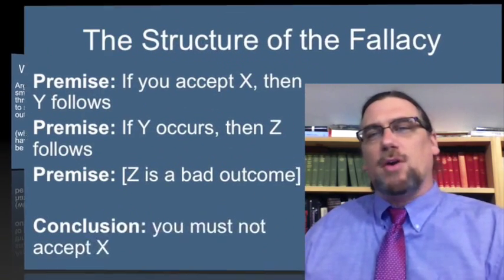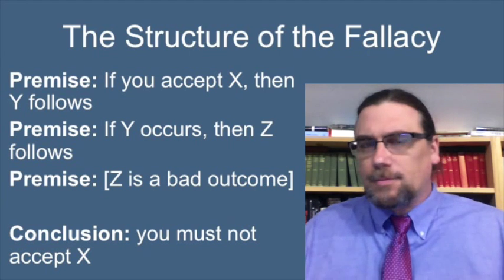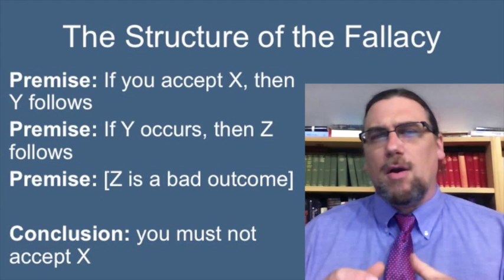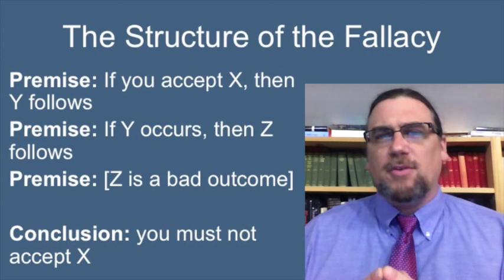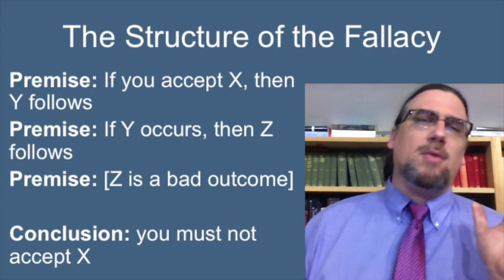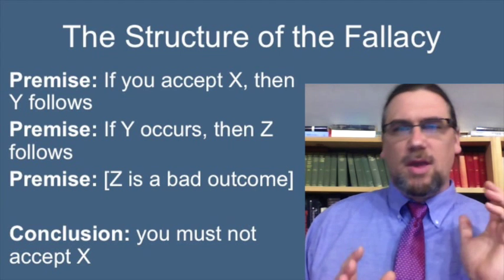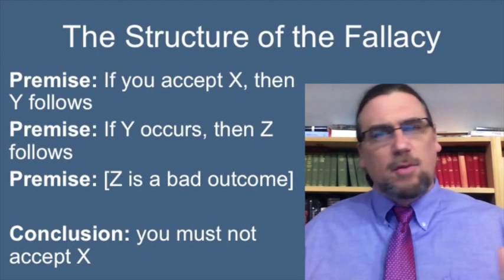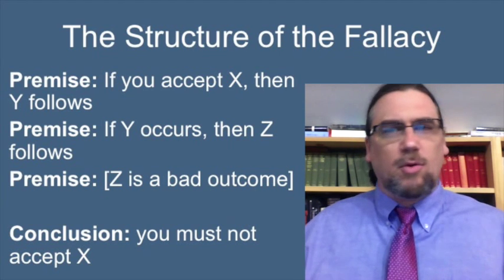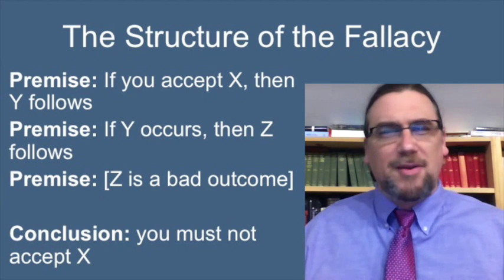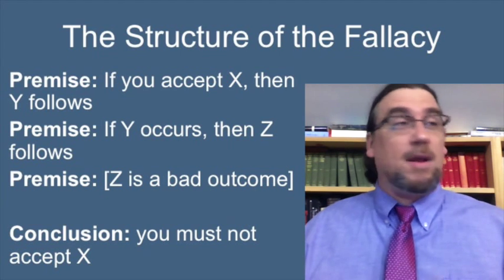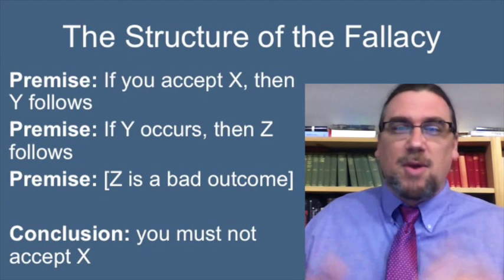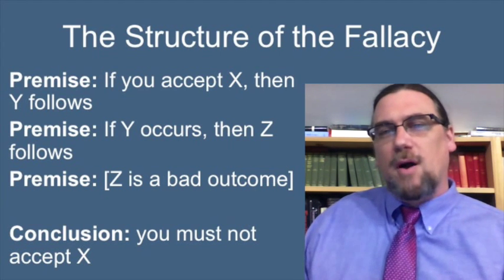So what is the structure of this fallacy? The way that it works, there are several different premises to it, and you have to begin with an if-then. So if you accept X, then Y follows. And X could be anything. X could be if you eat this cookie, it could be if you click on this link, it could be if you take a puff on a joint, it could be if you go to college, pick whatever you like. But Y has to follow from X.